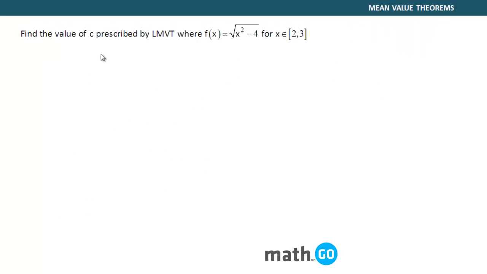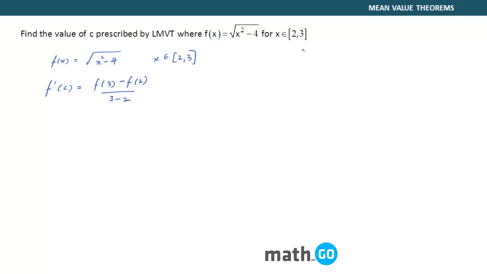Okay, now let's take a basic question on LMVT to see how LMVT works, and we'll quickly solve this particular problem. Again, it is given that there is a function f(x) equal to under root of x square minus 4, and x is given to lie between 2 and 3. We know that the under root function is continuous and differentiable in its domain. So we want to find a value of c between 2 and 3 which will satisfy LMVT. For LMVT, you want to solve that f dash c is equal to f(b) minus f(a) divided by 3 minus 2.